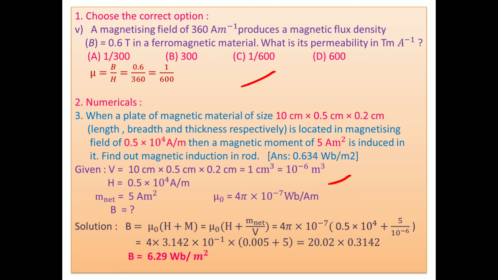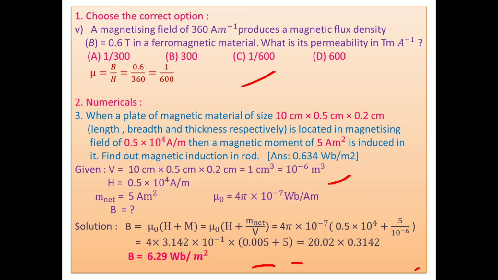Thereafter, after calculation, 0.005 plus 5 equals 20.02 into 10 raised to 6 into 0.3142. 10 raised to 6 is taken common, and that's why I am taking here 0.005 and 5. Thereafter, after calculation, we get answer B equal to 6.29 Weber per meter square.